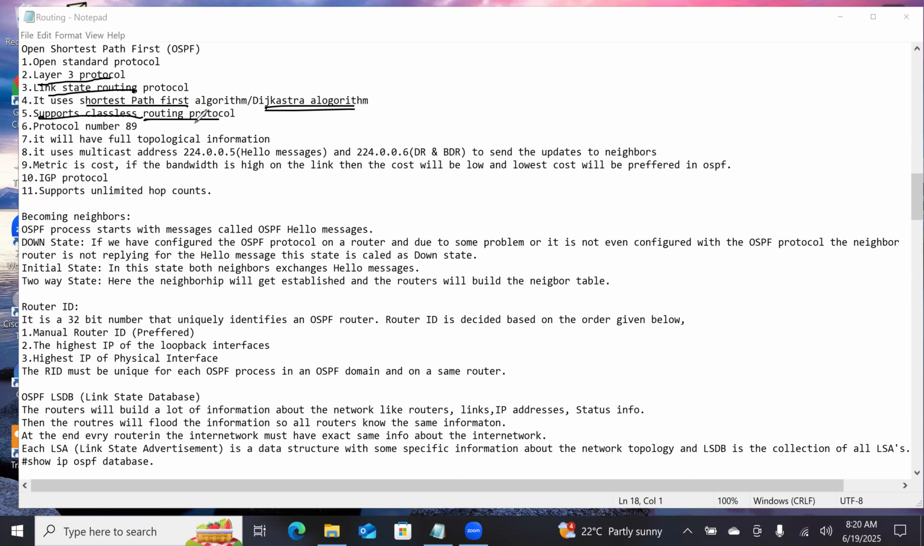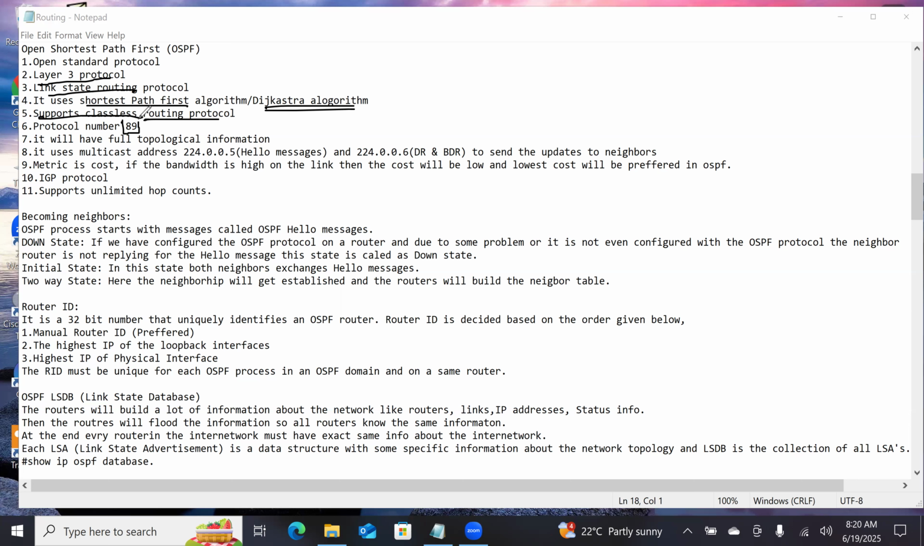What do you mean by classless routing? It's about the subnet mask, it's not fixed, unlike class A and class B. In simple words, it supports VLSM or CIDR. And the protocol number is 89.